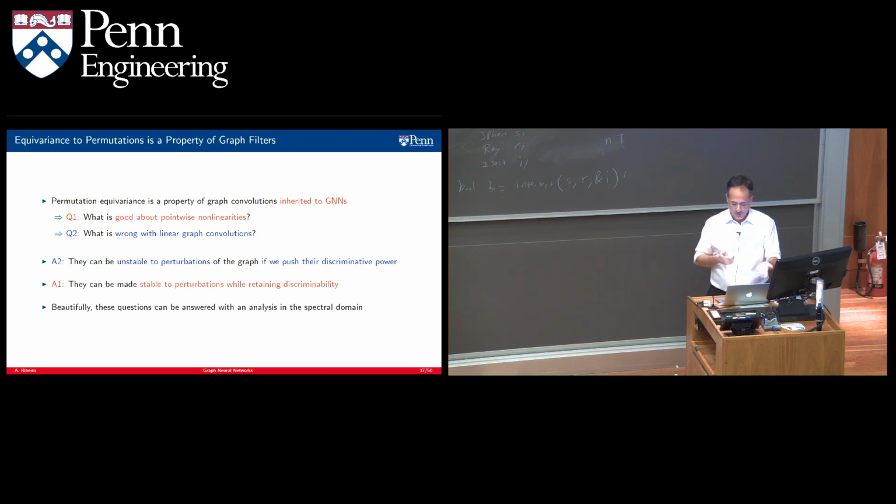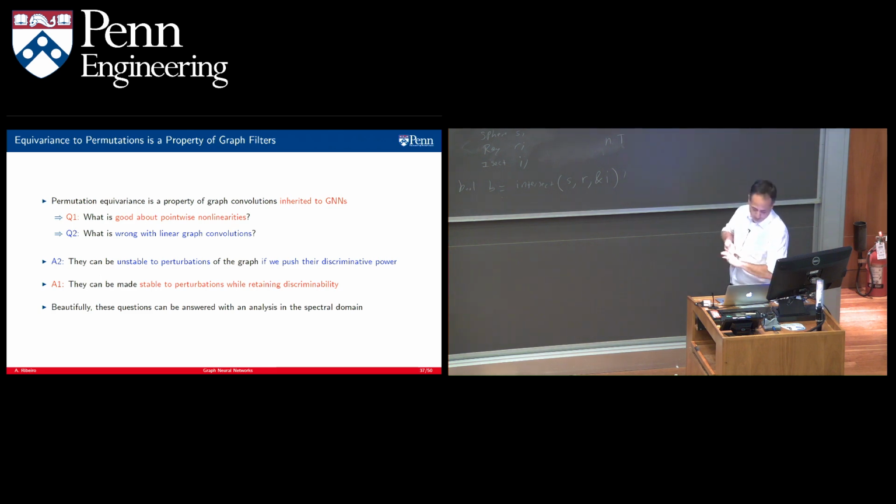The answer to the second one, which is, what is wrong with these linear graph convolutions, is that they can be unstable to perturbations. Maybe you get your graph, you change it just a little bit, but the output changes a lot. The answer to the first one is that the opposite happens once you incorporate those nonlinearities. It is possible for you to retain stability to perturbations while retaining discriminability. I should have said, I forgot, that the instability comes when you start to push the discriminative power. If you get your linear filters and try to make them more discriminative, eventually you're going to make them unstable. For the graph neural network, that is not the case.